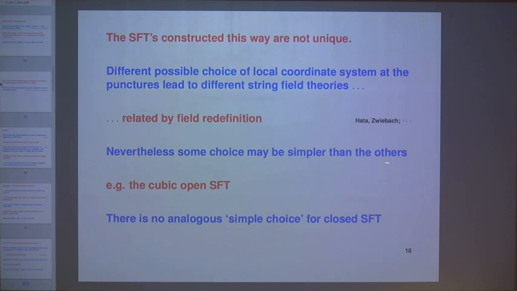Nevertheless, some choices may be simpler than others. Okay, and the prime example that I described in the last slide is the cubic open string field theory. This corresponds to one particular choice of field definition that makes the action purely cubic. Unfortunately, there is no analogous simple choice for closed string field theory.